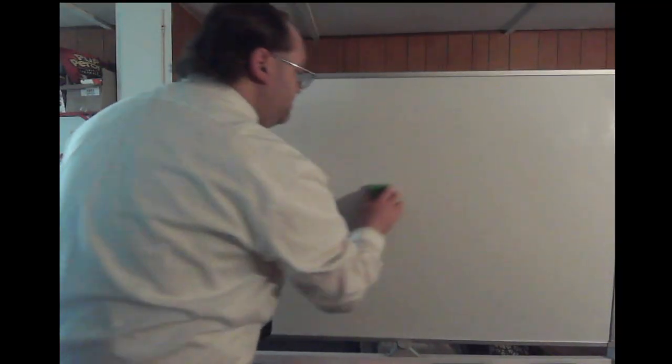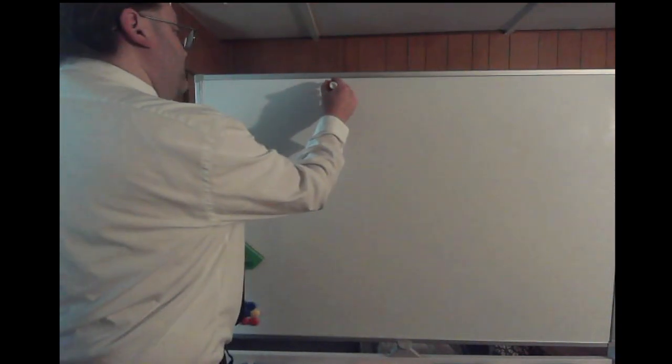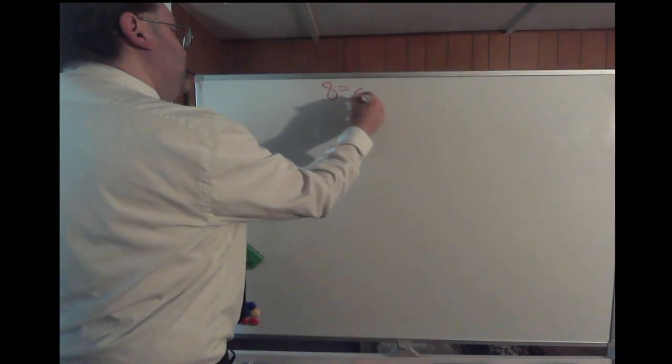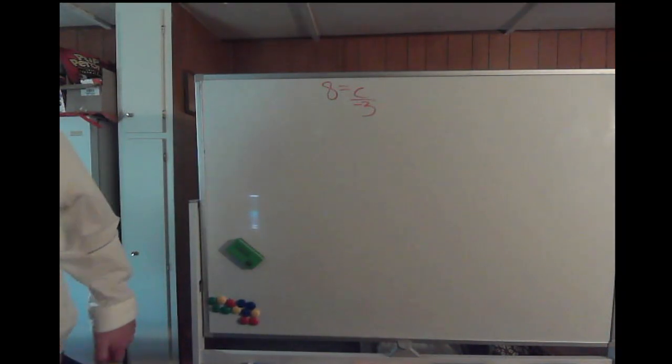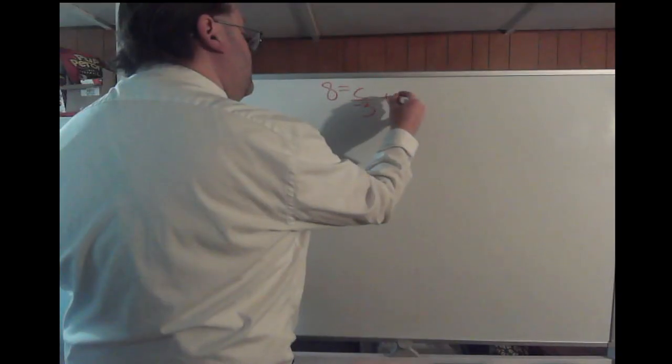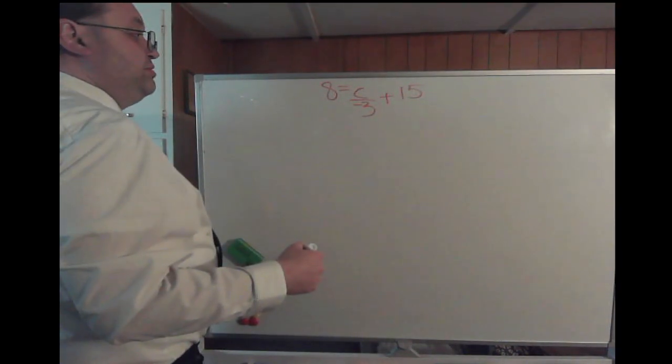Let's see if I could do one more of each here. Now let's do one more fraction one. So we have 8 equals c over negative 3 plus 15. So 8 equals c over negative 3 plus 15.